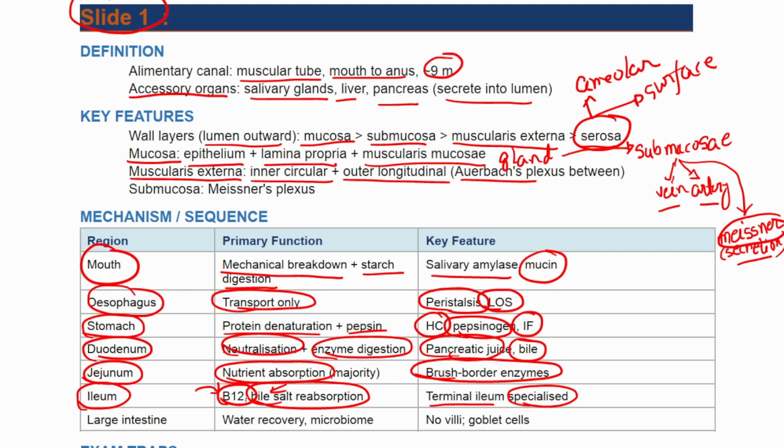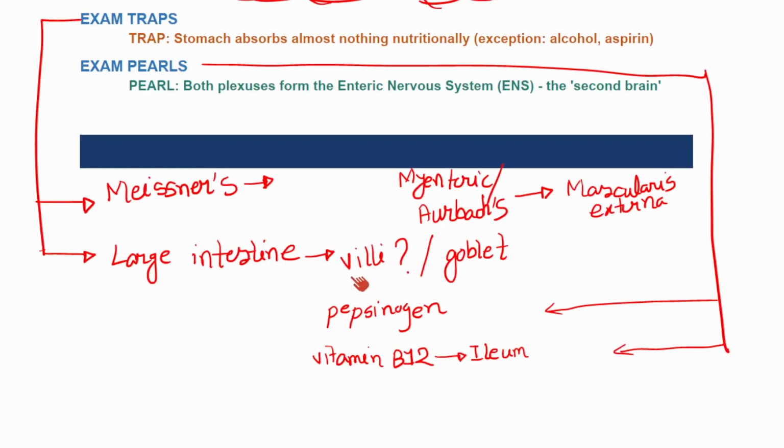Finally, the large intestine coordinates water recovery and microbiome maintenance utilizing a villi-free mucosa rich in goblet cells. Pay critical attention to these high-yield exam traps to protect your score. Examiners love to trick students regarding the absorptive capacity of the stomach. You must remember the trap that the stomach absorbs almost nothing nutritionally, with the strict physiological exceptions of alcohol and aspirin.